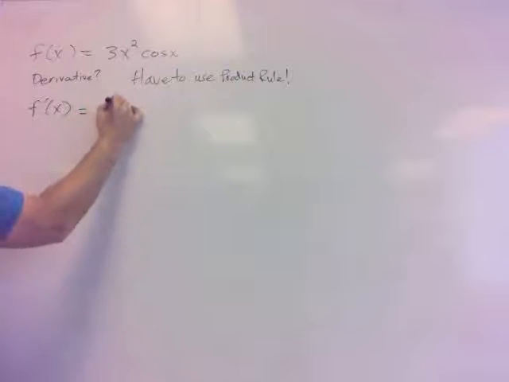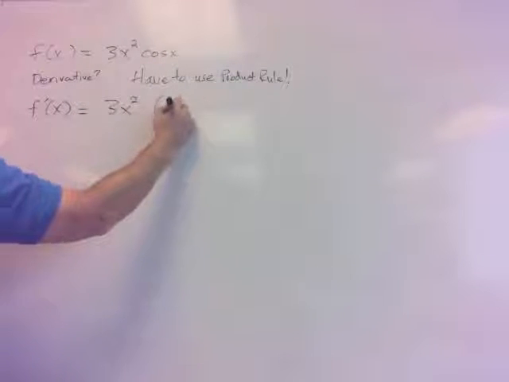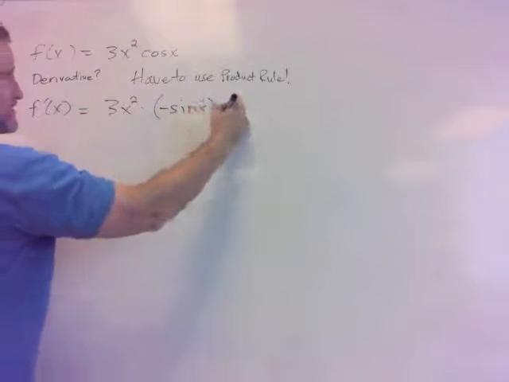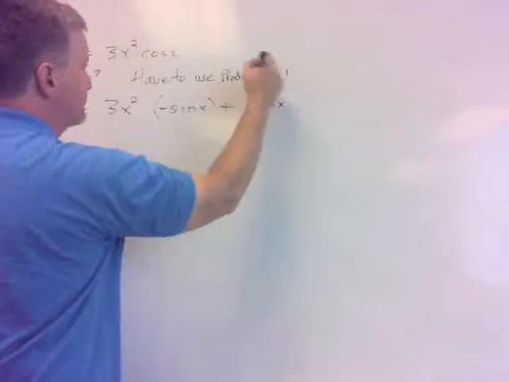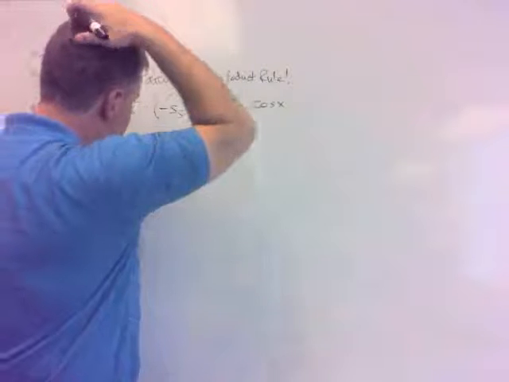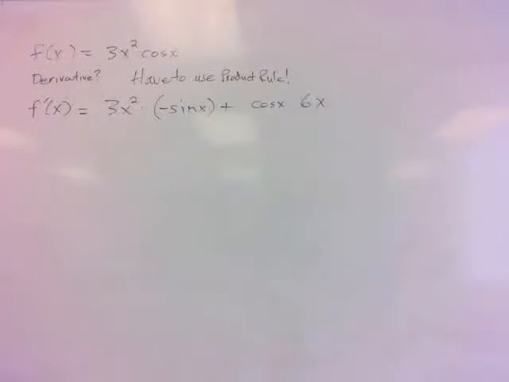The way I do it is I do the first times the derivative of the second. The derivative of cosine is minus sine. Plus then the second, which is cosine, times the derivative of the first, which is, I'm just taking 3x squared as my first, so that would be 6x derivative. You could do it other ways too, but yeah.